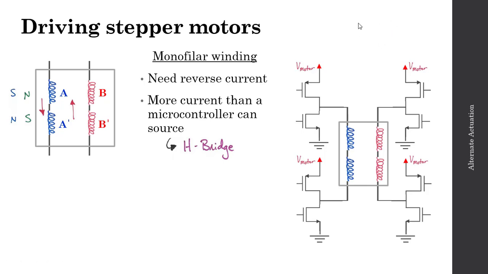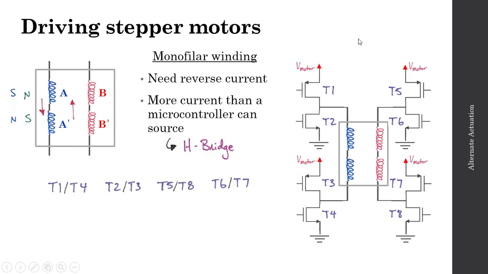And we'll go ahead and label all of the transistors in the circuit T1 through T8. A typical mode of operation will have T1 and T4 on, so we'll get current flowing through in this direction. And in the case where we have T2 and T3 on, we'll get current flowing in the other direction. So we can set up a matrix looking at all of the transistor pairs and the performance of the motor when each pair is on or off.